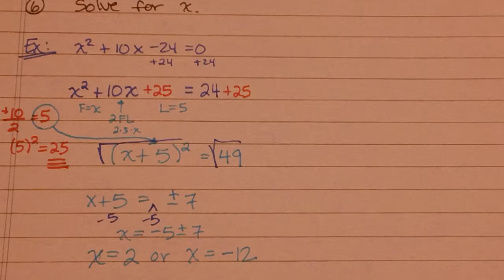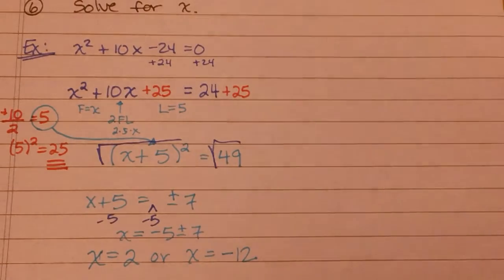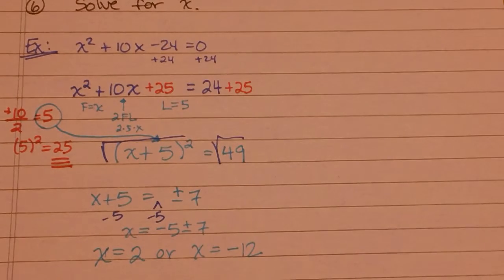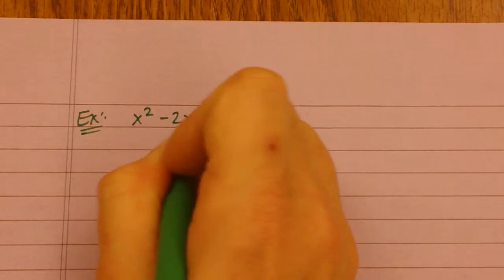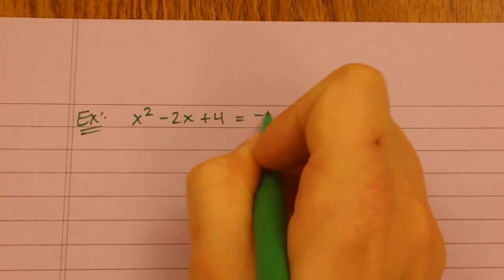Let's do another one that's pretty straightforward, and then we'll move on to one that's a little bit more complicated, but not too bad today. Let's try x squared minus 2x plus 4 equals negative 6.